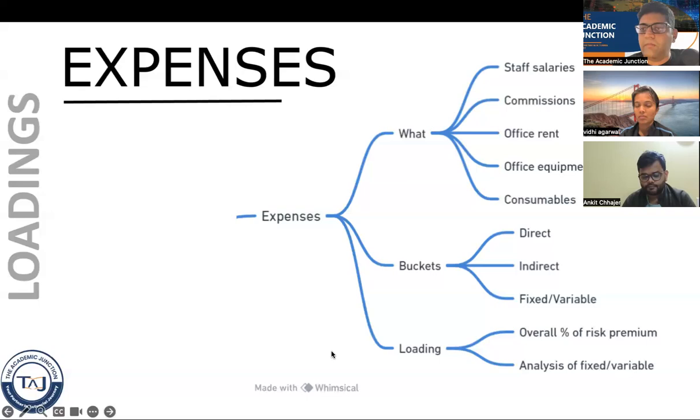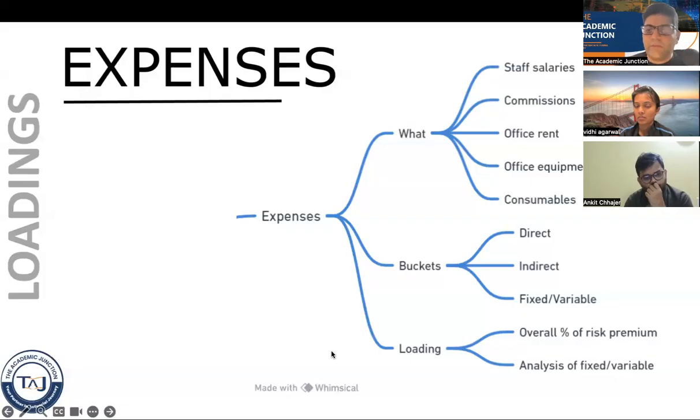So if you have a burning cost of 100 rupees, you will load 15%. So it becomes 115 rupees. And then you add more expenses and everything. You add tax, you add all these things, and then you arrive at the office premium, right? Simple. That is the easiest way of going about it.